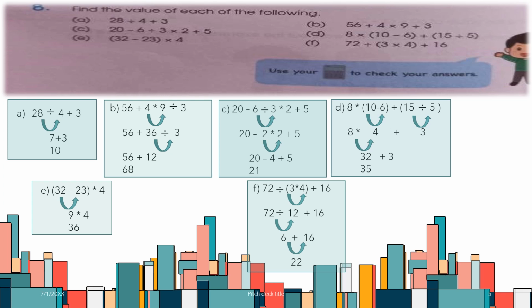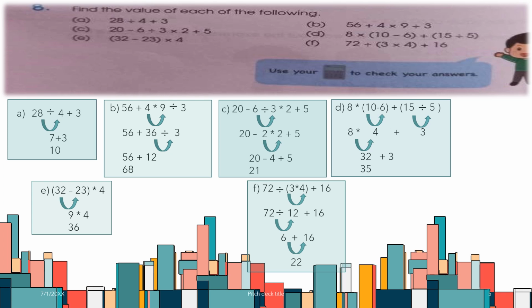For part C, we have 20 minus 6 divided by 3 multiplied by 2 plus 5. As per rule, we solve multiplication and division first. So from left to right, we first divide 6 by 3, which results in 2, and then this 2 is going to be multiplied by 2 in the next step, which results in 4. Now we have an expression 20 minus 4 plus 5, which is equal to 21 if we solve it from left to right.